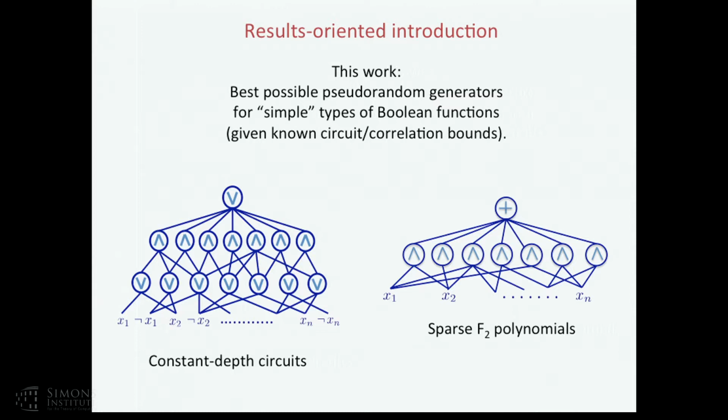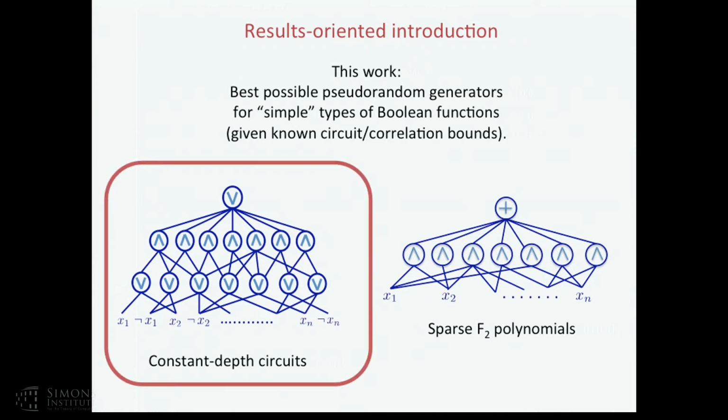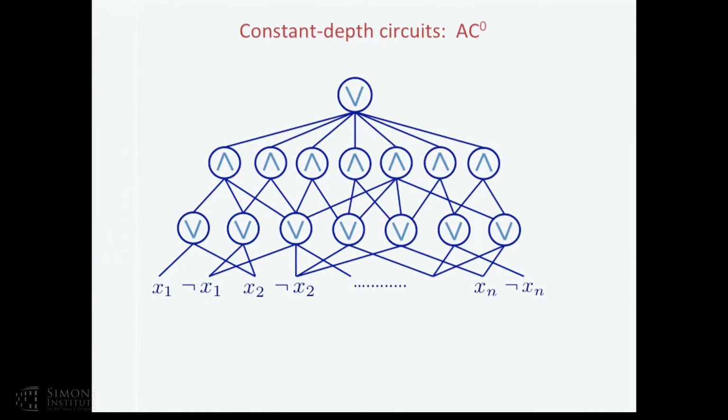Okay? The two classes are constant depth circuits and sparse GF2 polynomials, and I'll start by telling you about the results for constant depth circuits. So this is just AC0. We've been talking about this on and off throughout the workshop, right? We all know what these circuits are, and NOR gates. We measure the complexity of the circuit, the size, just the number of gates, and the depth is the depth.